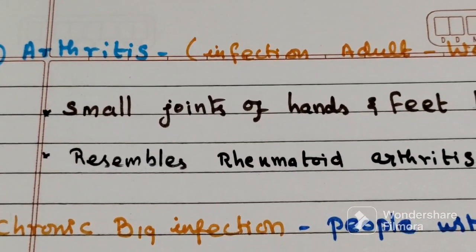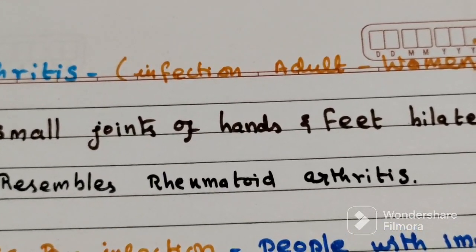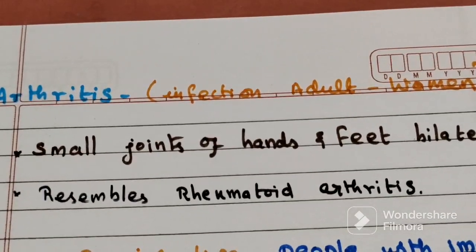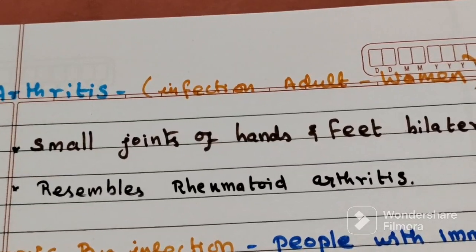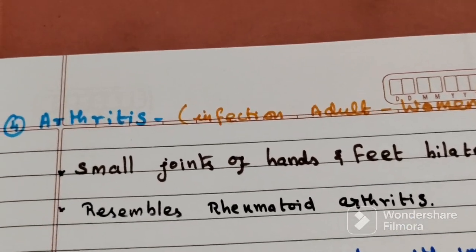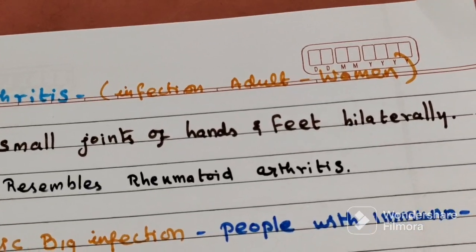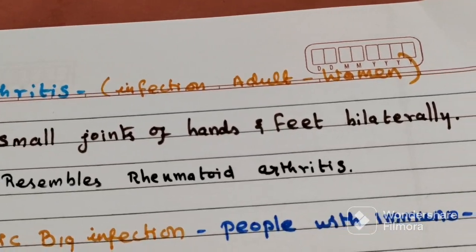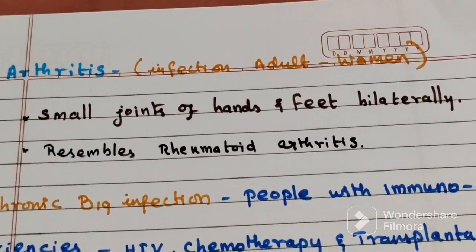B19 viral infection in adults, especially in women, can cause arthritis involving the small joints of the hands and feet bilaterally. This resembles rheumatoid arthritis. So the fourth condition is arthritis.